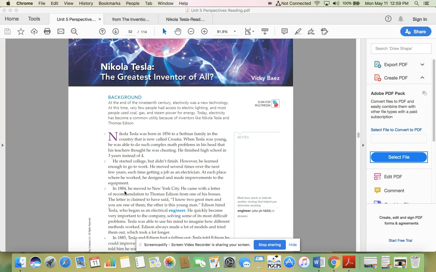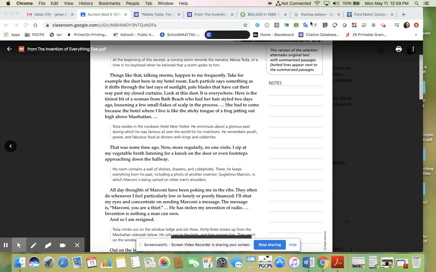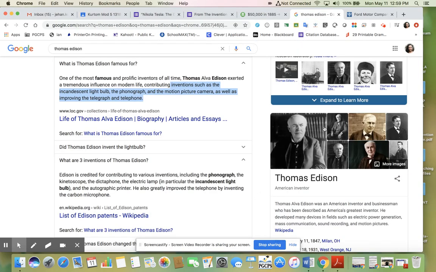Okay, so we also talked about the name Thomas Edison. Although many of my students didn't know what he did, the name sounds familiar to them, and the fact that he was an inventor. So right here is a picture of Thomas Edison. Okay, he was an American inventor and businessman. He invented the light bulb, the phonograph, the motion picture camera, and improved the telegraph and telephone.